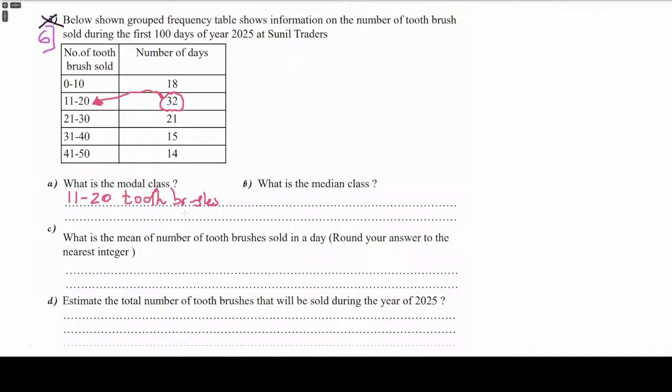Question B. What is the median class? So to find the median, first we have to find the median's position. So what is the median's position? How do we find the median's position? That is n plus 1 divided by 2. This is the formula that we use to find the median's position.